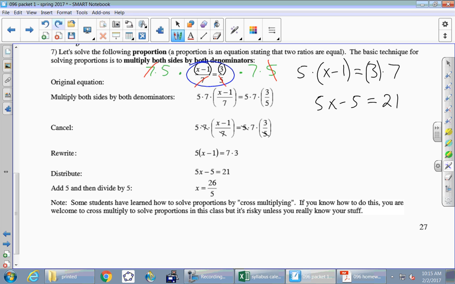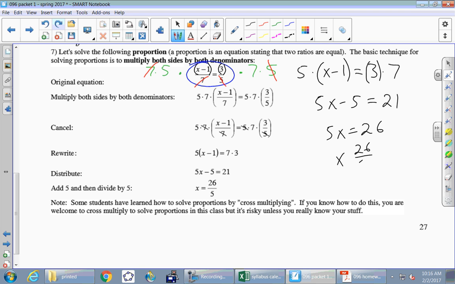Okay. And then we solve this, so we add 5 to both sides. 5x is 26. Divide both sides by 5. And we get x is 26 fifths.